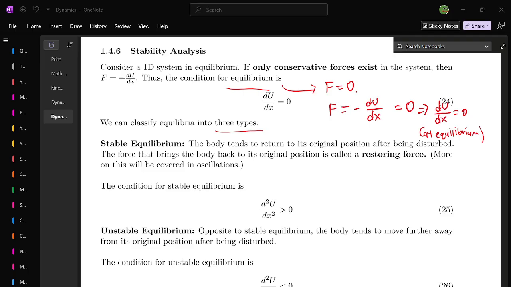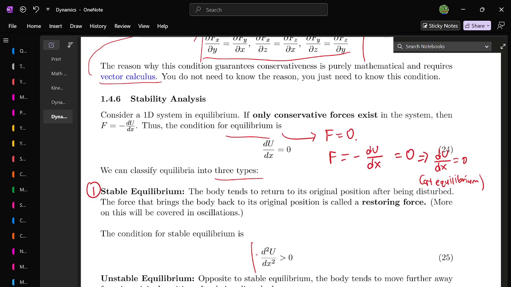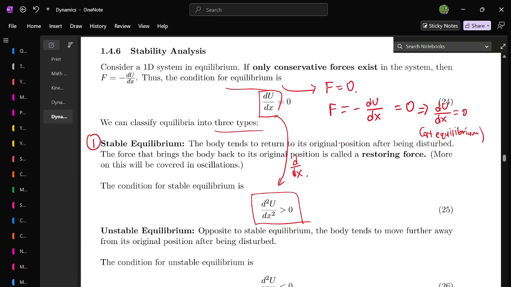First type, we have stable equilibrium. In stable equilibrium, the condition is just like that. After you find du dx, you always want to differentiate again to find d square u dx square, and we just check the sign of d square u dx square. For stable equilibrium, d square u dx square is positive at the equilibrium point. For unstable equilibrium, d square u dx square is negative at the equilibrium point.